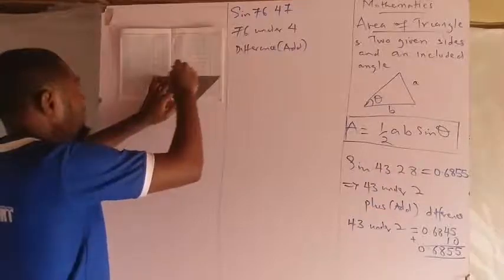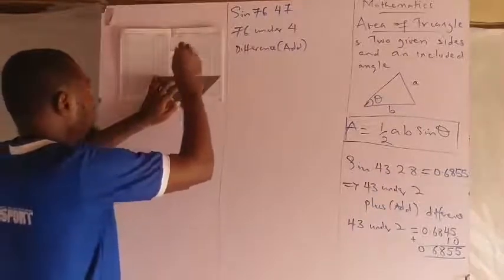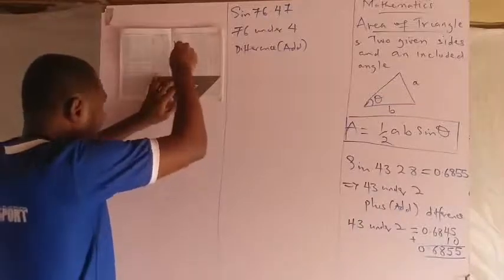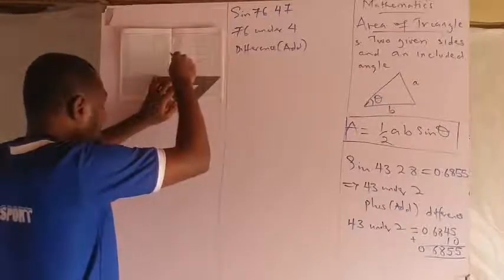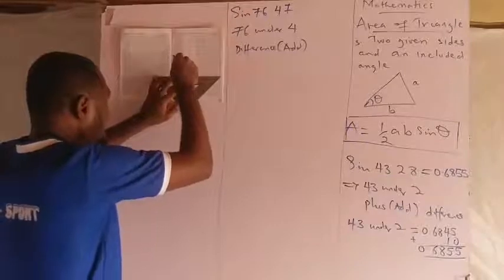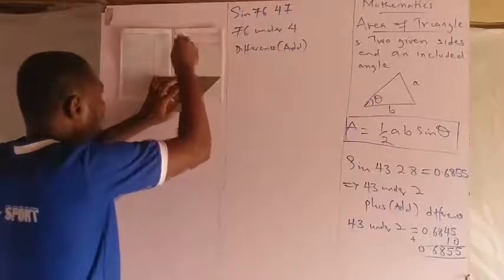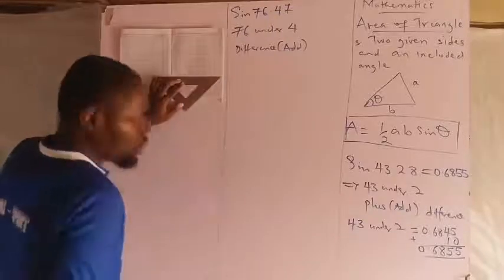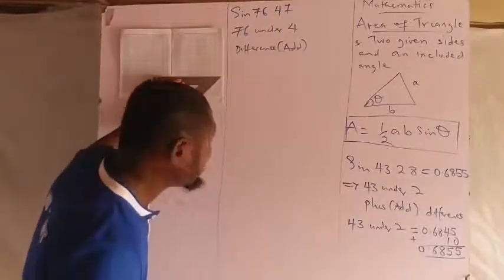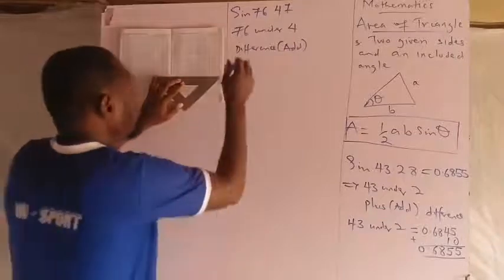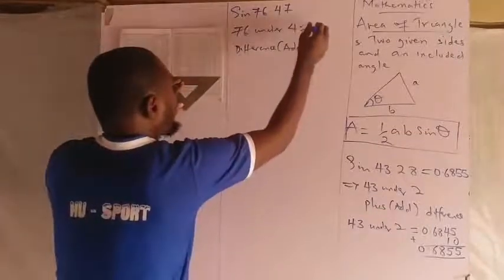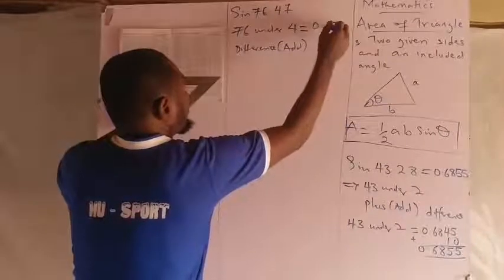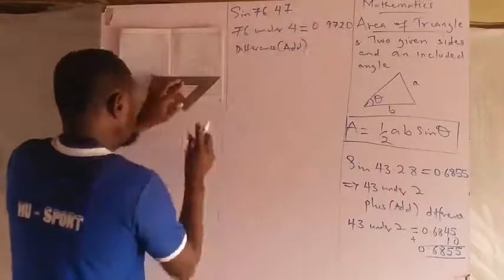Trace it down. If I'm looking for 76 under 3, I will go to where I have the 3. The number I have there that touches my ruler here, where we have the 76, that is the result I'll be reading. So for 4 now, I have 0.9720. So 76 under 4 is 0.9720.